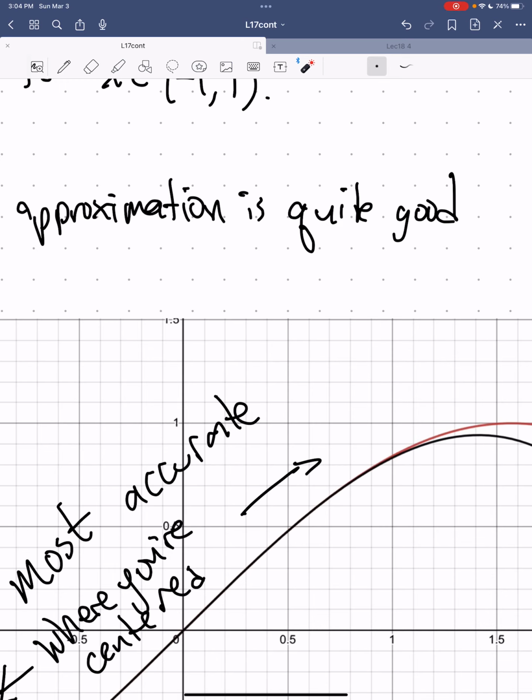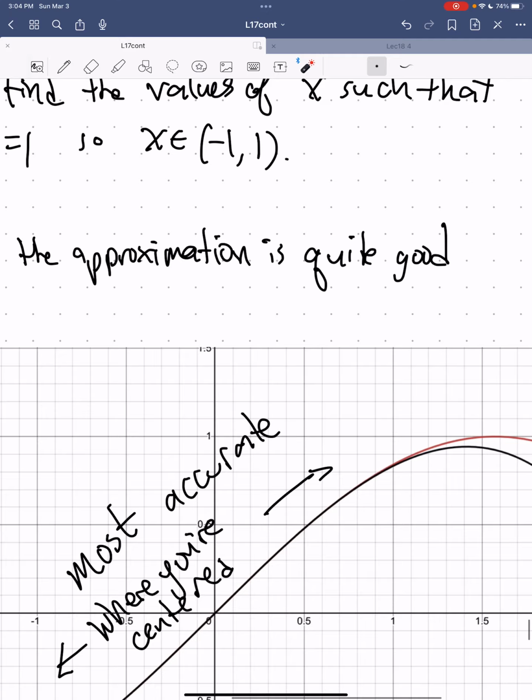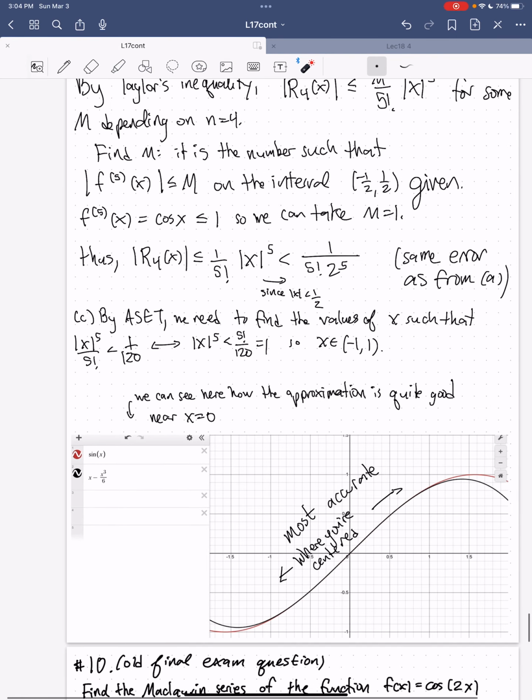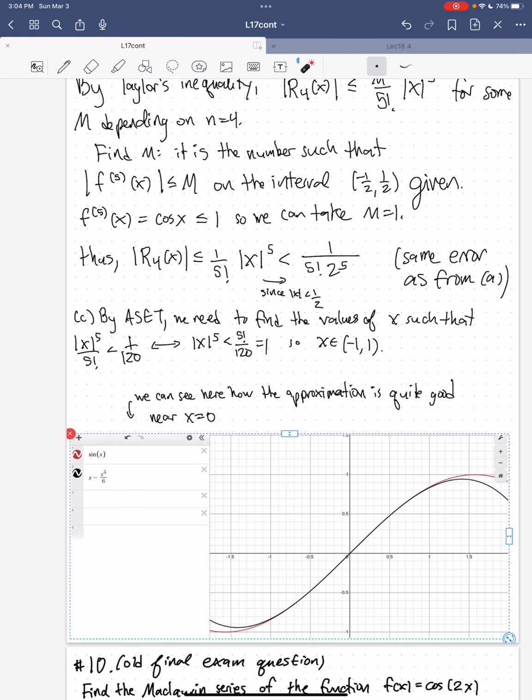And so based on our part C, we can say then that the gap between sine x and the estimation right here is probably about 1 over 120, just based on that calculation. So here you can kind of see a visual for what's going on.